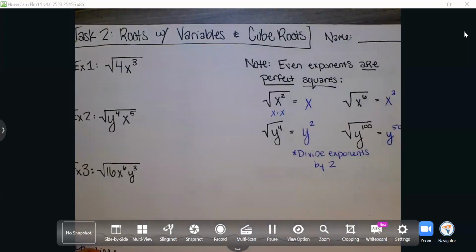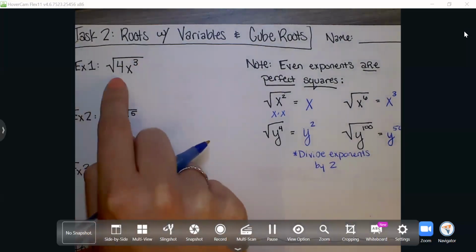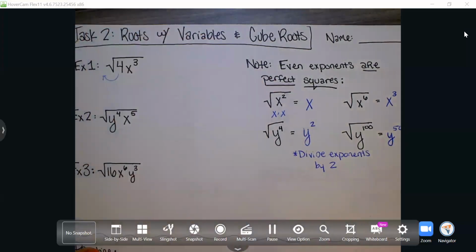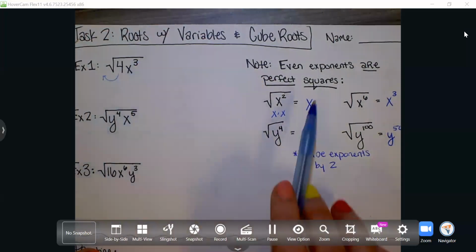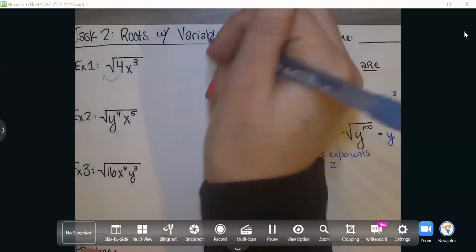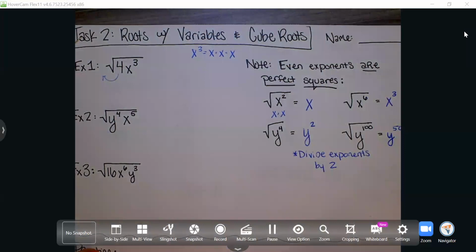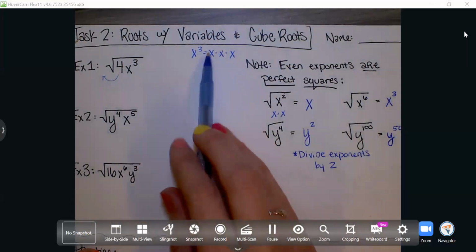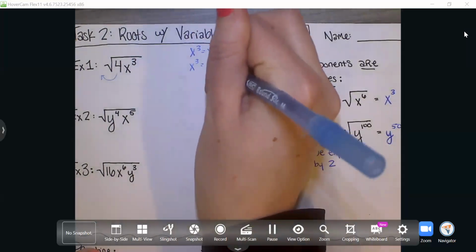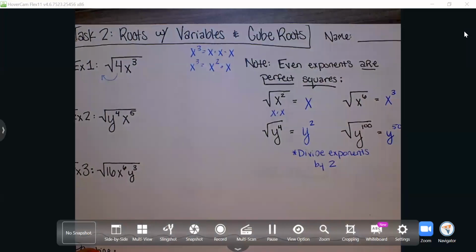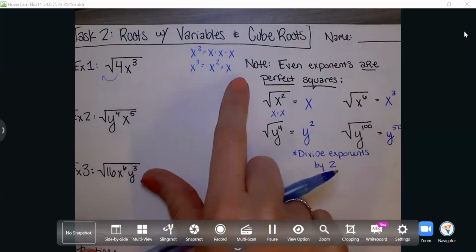What gets a little bit funky is when I get something like an odd exponent, x to the third power. I know the square root of 4 can come out of my square root symbol, but I want to break this x to the third down into a perfect square. X to the third is the same thing as x times x times x. I have 3 x's there. So I have 2 x's and another x. I could break x to the third down into x squared times x. They are the same thing. X squared times x equals x to the third. I'm just breaking it down.